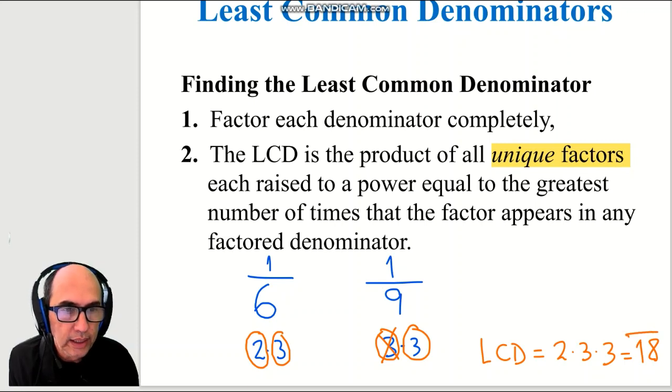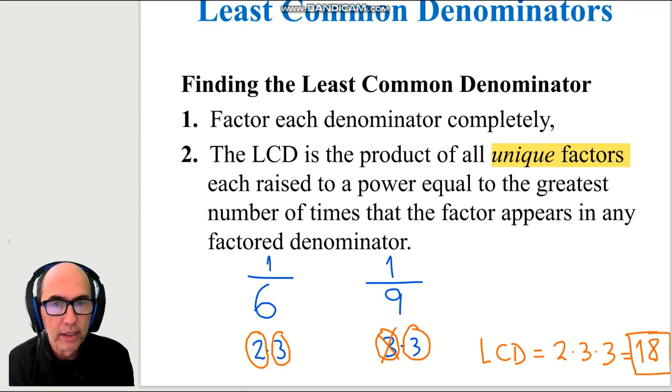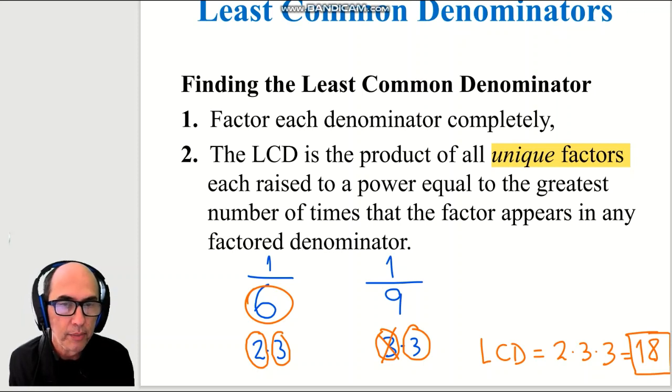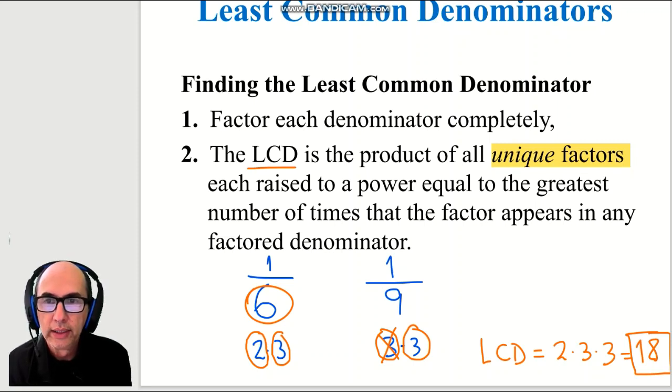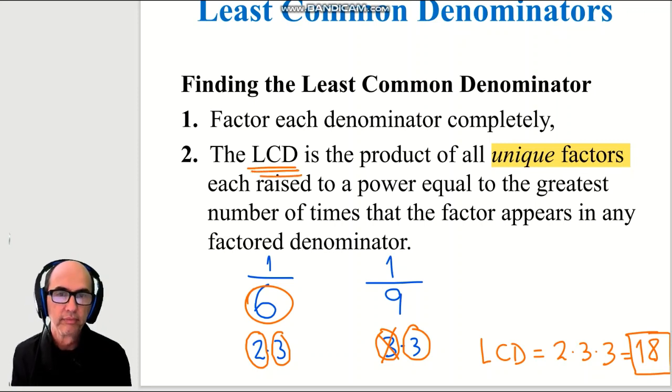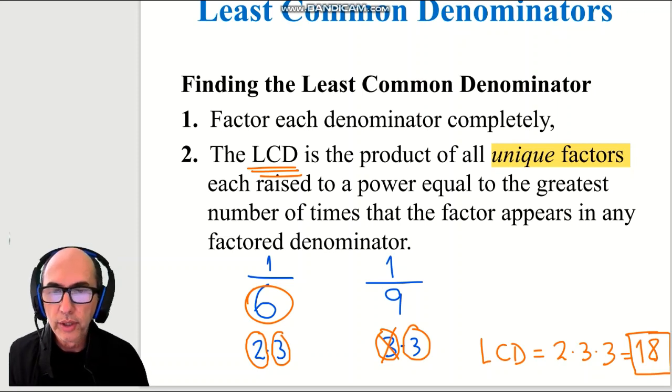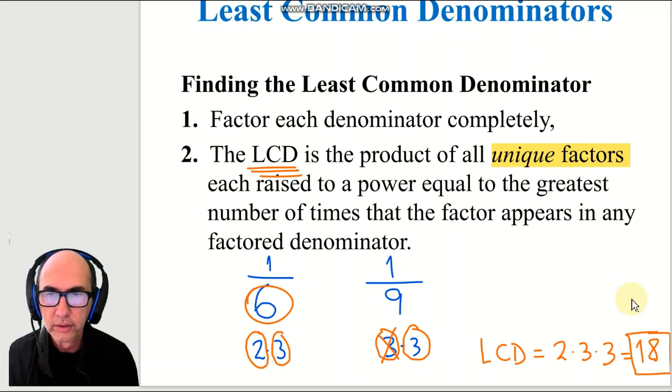Because 18 is the least number that you can divide by 6. 18 divided by 6 is 3. And at the same time, you can divide by 9. 18 divided by 9 is 2. That's the reason we call it least common denominator. That's what we're going to do even if we have expressions with variables. We will factor out and find unique factors.